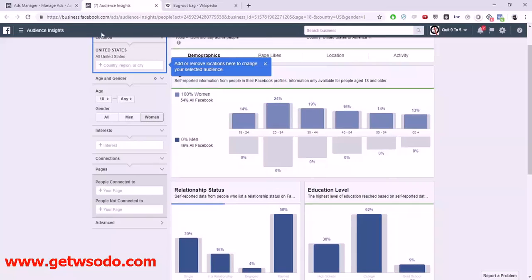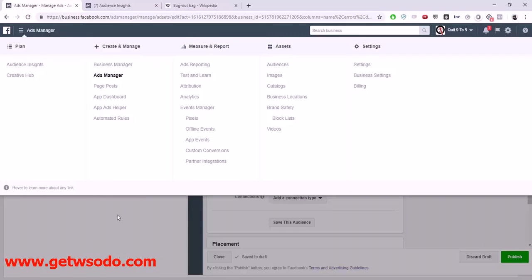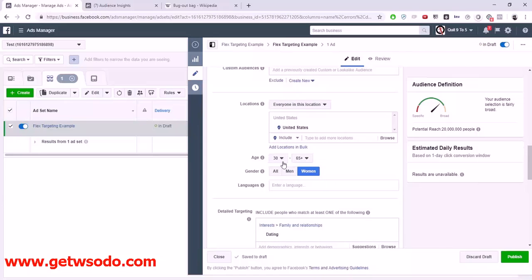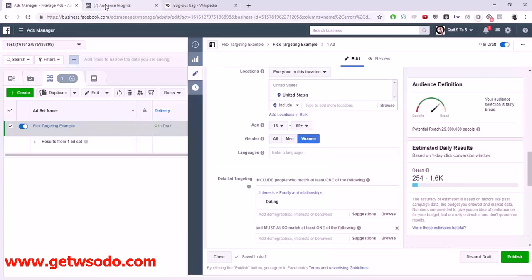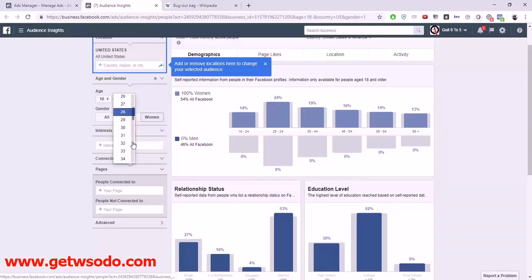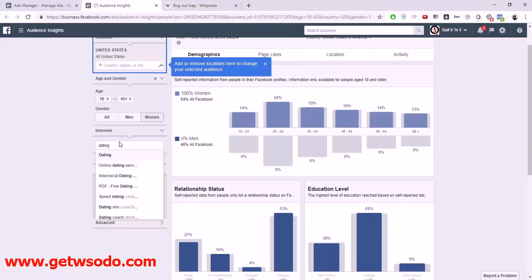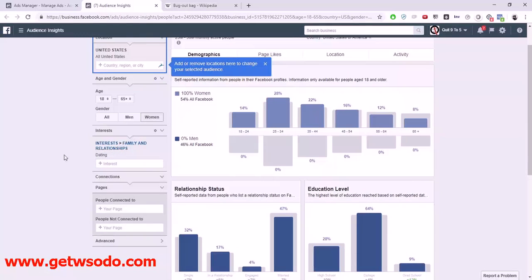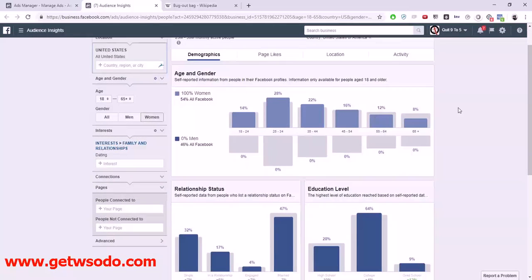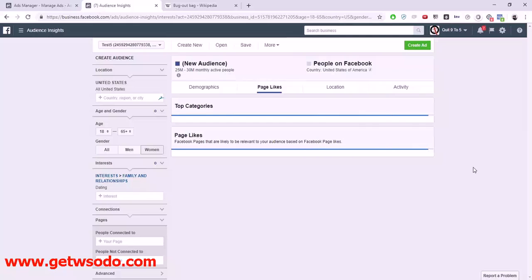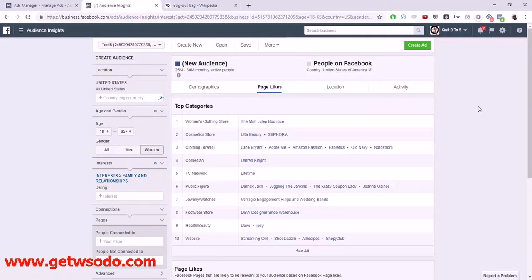So we're going to go match our targeting here. So what did we have in? Women 30 to 65 plus. So let's just change this to 18 for the sake of the example. So women 18 to 65 plus who are interested in dating. All right. So let's go to page likes because these ones are often the most powerful.